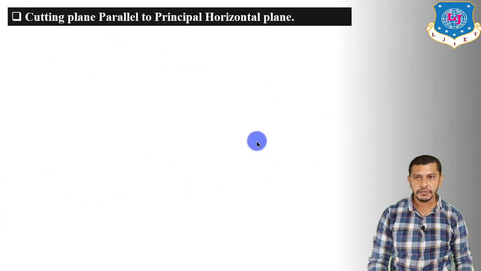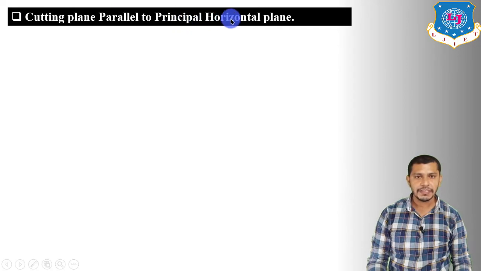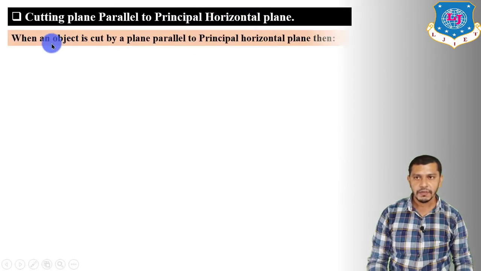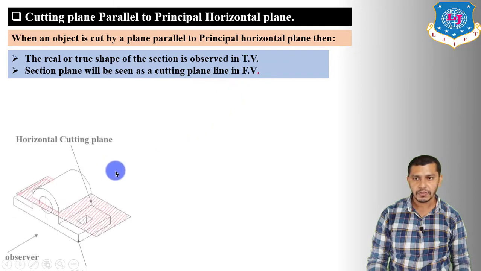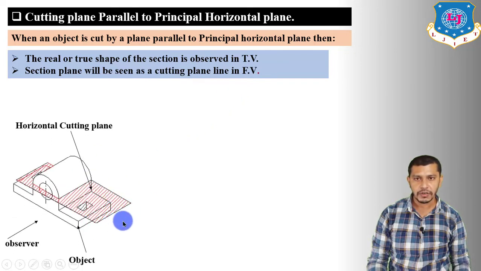Now next is cutting plane parallel to the principal horizontal plane. So if the cutting plane is parallel to the principal horizontal plane, then the real or true shape of the section is observed in the top view. Section plane will be seen as a cutting plane line in the front view. So when the cutting plane is parallel to the horizontal plane, right now the observer is over here, so the section will generate in the top view. We will observe the front view from this direction, section will generate in the top view because we are taking the horizontal cutting plane.